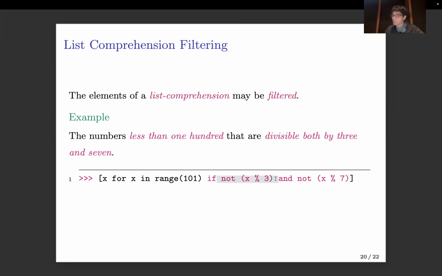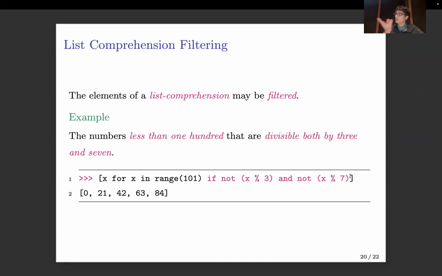I don't like this nature of Python, but it is what it is. This is a divisibility test for 3, and this is a divisibility test for 7, right? So here you have your normal list comprehension with all the x's that you want to look at, and then you can just always add a condition for keeping or excluding, right? So this is going to go 0, 21, 42, 63, 84. So these are all the numbers less than 100 that are divisible both by 3 and 7.